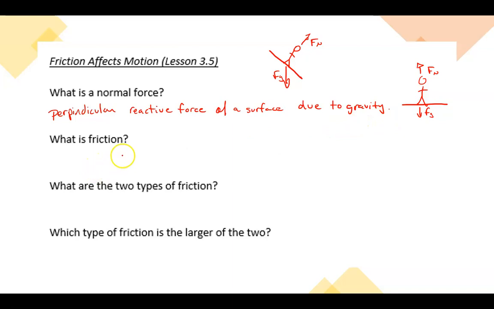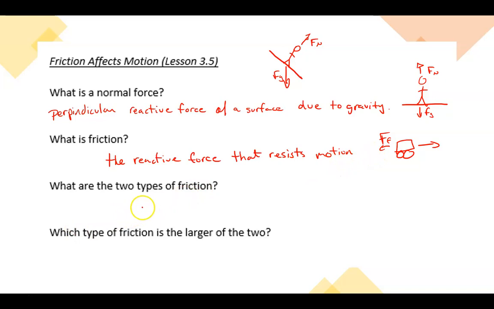Now, what is friction? Friction is the reactive force that resists motion. Okay, now when we say a reactive force, what we mean is it's going opposite with another force, and it's simply reacting because something else is happening, right? And so in the case of friction, if a car is moving to the right, this is the direction of the motion, friction would act in the opposite direction.